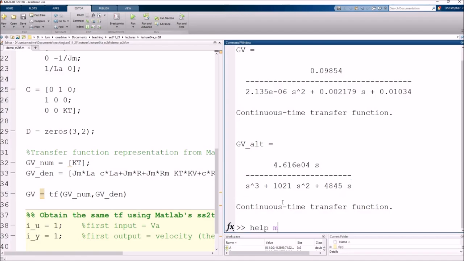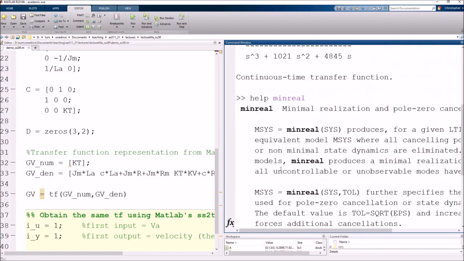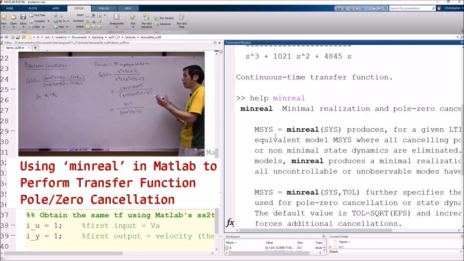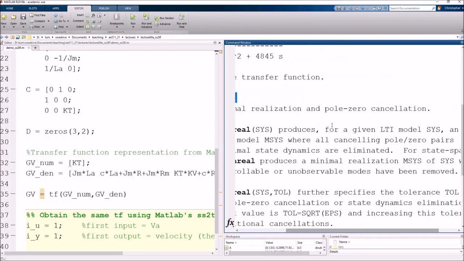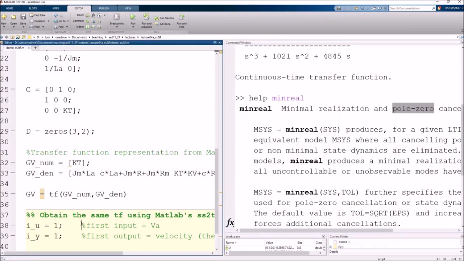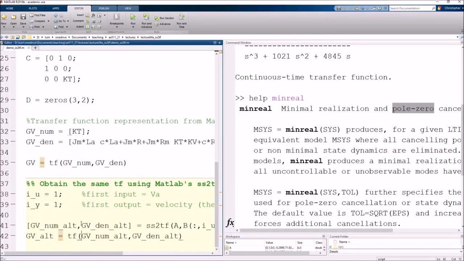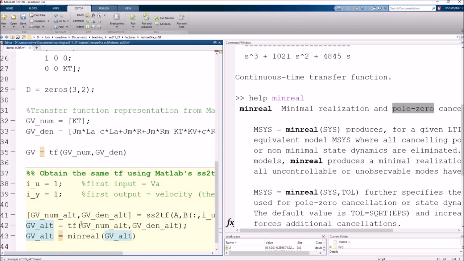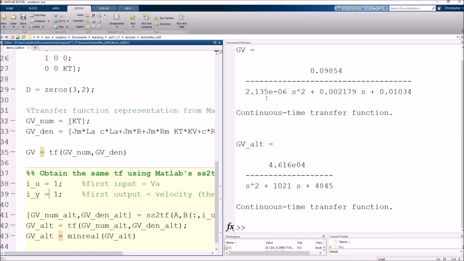There's a real nice way to do this. There's a function in MATLAB called minReal. I actually have a completely separate video discussing minReal and how to use it, and we will look at that a little bit later. For now, let's just use it to perform this pole zero cancellation. So I need to come over here and say GV alt is minReal of GV alt. Whoops. There we go. This is the cleaned up transfer function where we've done some of that numerical cleanup. Now if I run this again, you see, okay, great.